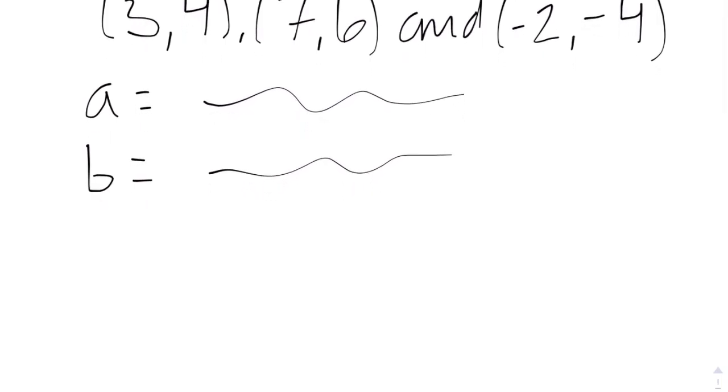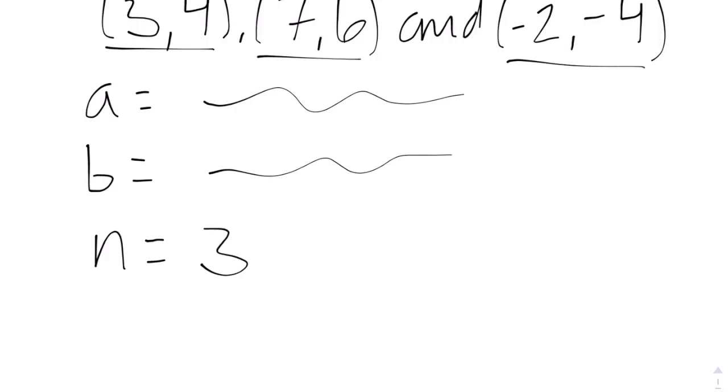okay? n is the number of points. Just like when we're finding the mean, n is the number of terms, n is the number of points. So in this case, n equals, how many points do we have? 1, 2, 3. n is 3. Okay? Now remember, I'm going to give you the formulas at the end. You also have the formulas in the notes I already have available for you.